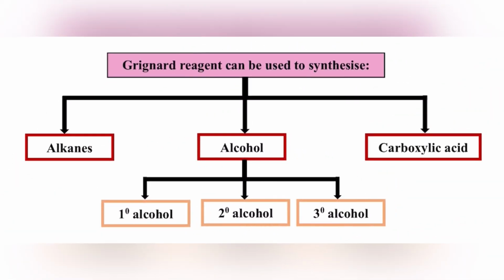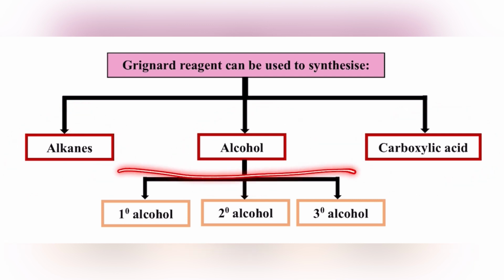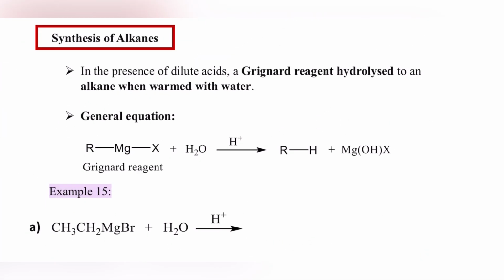Now we are going to learn about the use of Grignard reagent. Grignard reagent can be used to form alkanes, alcohol and carboxylic acid. For alcohol, we are going to divide three of them into three different classes of alcohol. So let's focus one by one. So we start with the synthesis of alkanes based on general equation. When you have Grignard reagent hydrolyzed with water and H+, you are going to form alkane and MgOH X. X depends on your halogen that you got from the Grignard reagent. So let's try one by one.